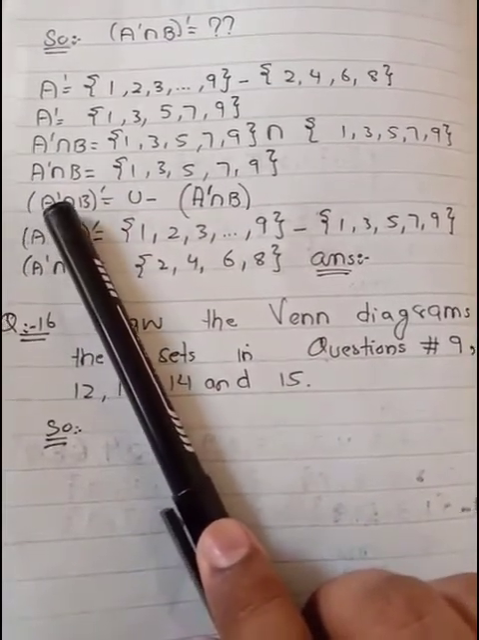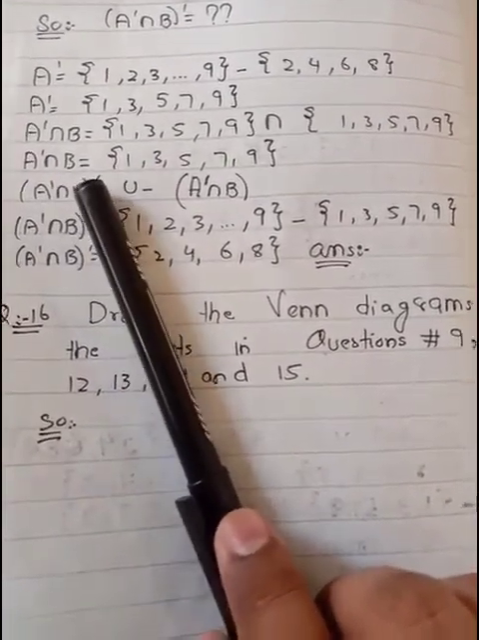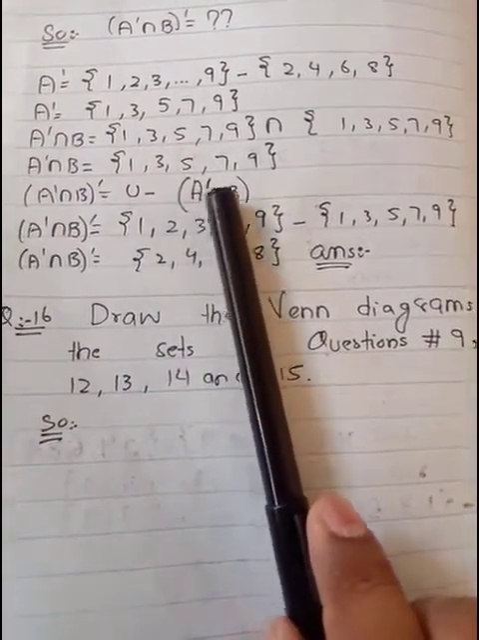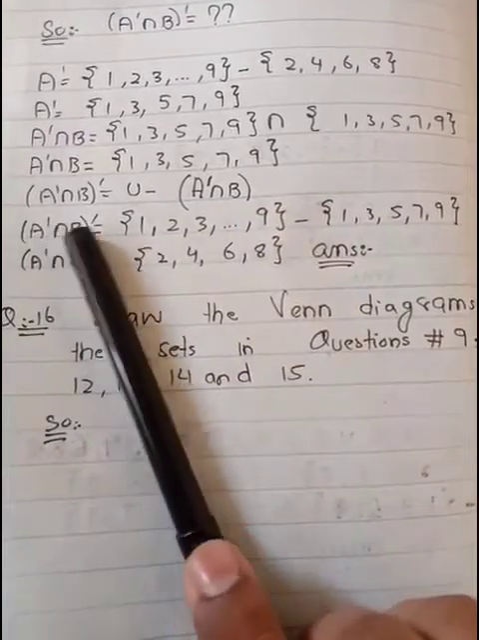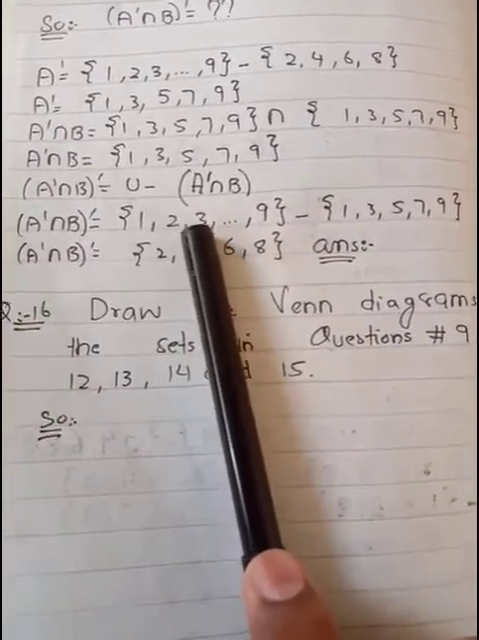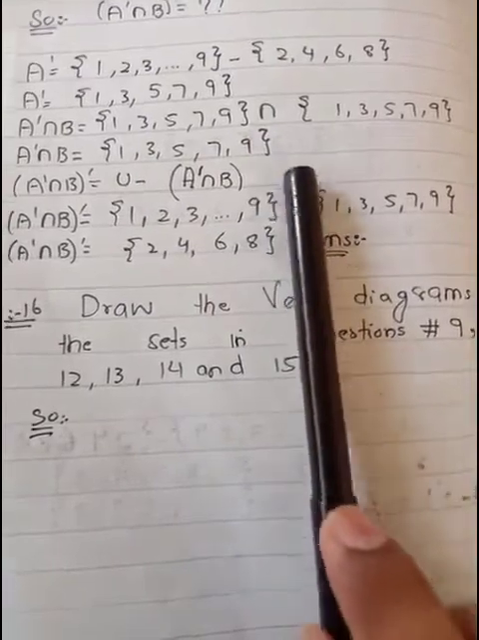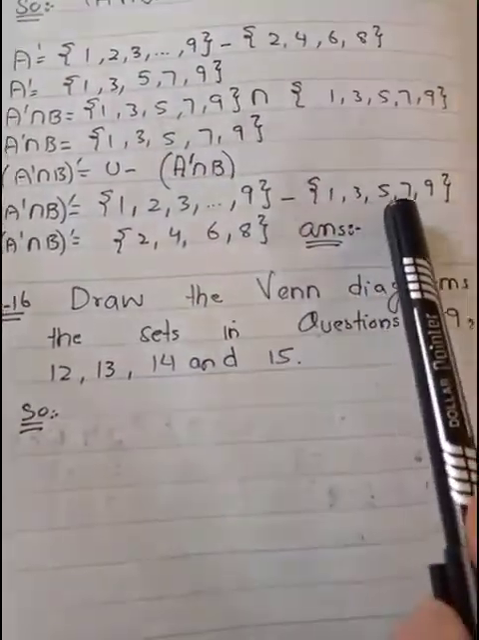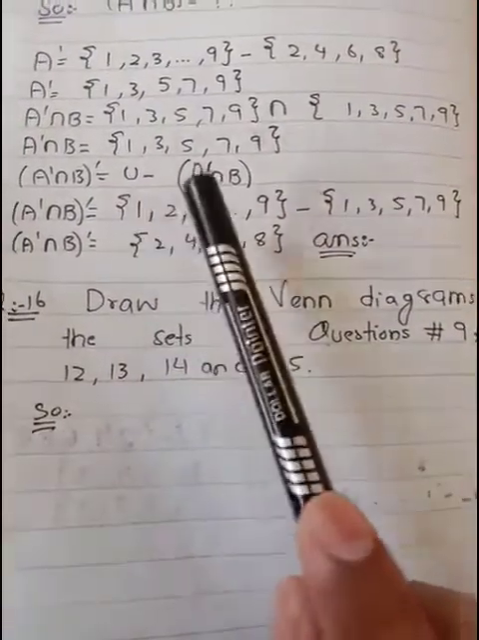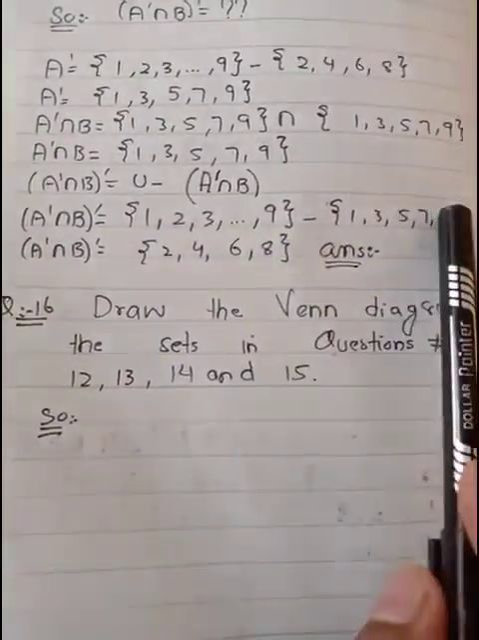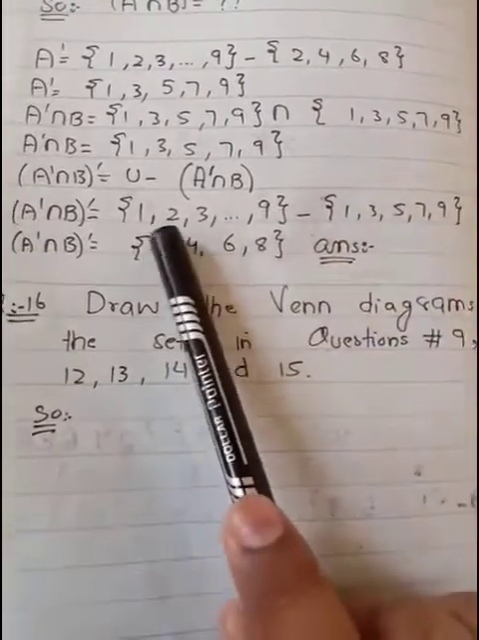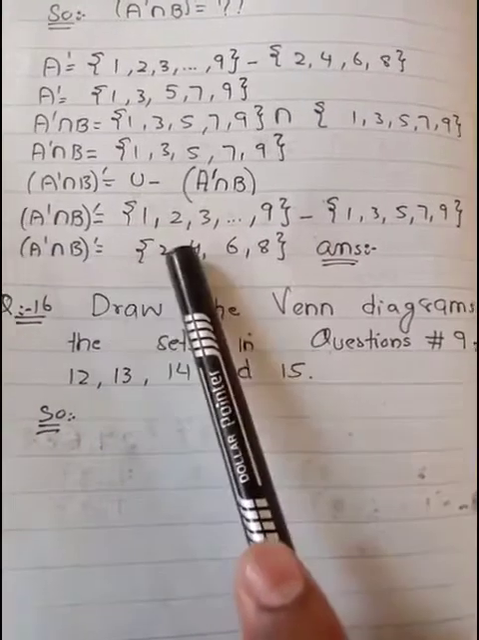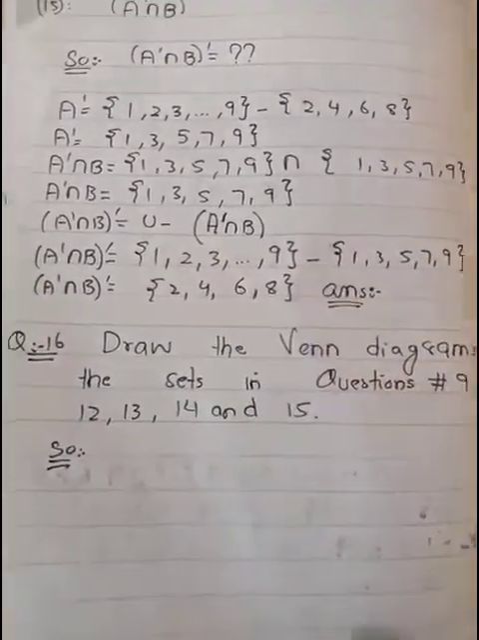Now we will solve A complement intersection B whole complement, that is U minus A complement intersection B. First we will write the U set, that is 1 2 3 4 5 6 7 8 9 minus, then we will write the answer of A complement intersection B. This is 1 3 5 7 9. So we will subtract 13579 from U. We will get the answer of A complement intersection B whole complement, that is 2468.